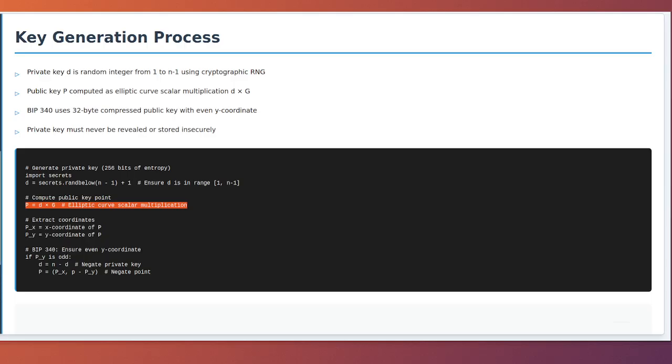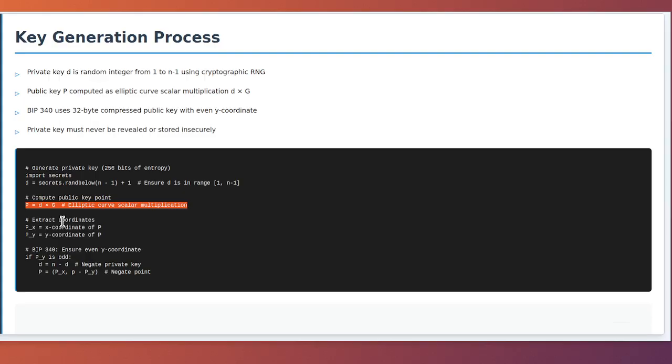For a 256-bit scalar, a naive implementation would require 256 point doublings and approximately 128 point additions on average, but optimized implementations can reduce this significantly. The public key P is a point on the elliptic curve with both x and y coordinates, each being a 256-bit integer for secp256k1.